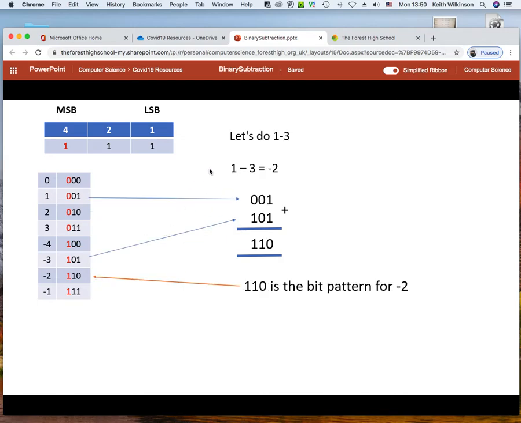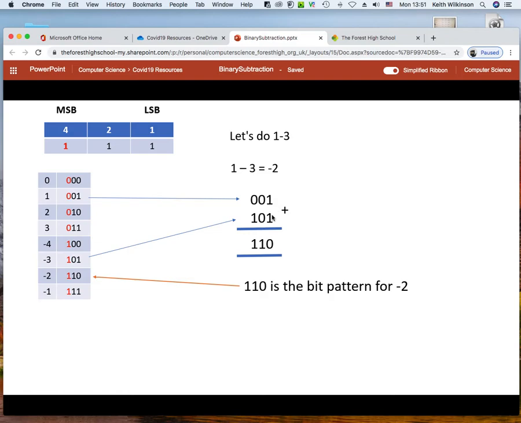So let's do another one. Let's do 1 take away 3. Now the difference here is that I'm going to end up with a negative answer. So 1 take away 3 is going to give me -2. So let's write this out again as our binary addition. I wanted my 1, so I look down my column for 1. That's 0, 0, 1. Place it in my sum. Then I look down my column for -3, which is here, 1, 0, 1, and I write that beneath, and then I add the 2 together.